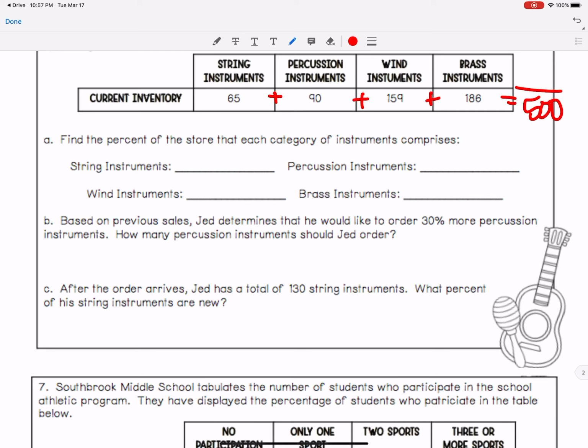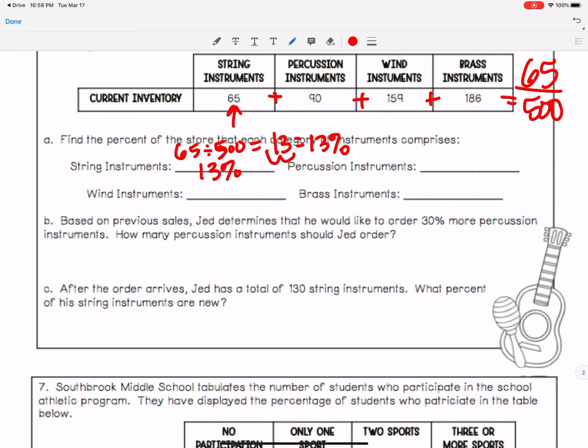Okay, so the first question is string instruments. What percentage does he have? Here are our string instruments. If he has 65, we need to figure out the percentage. So here's what we would do: 65 divided by 500. Let's see what we get. I'm just typing all this in my calculator. I get 0.13. Let's take our decimal and move it 2 places to the right, and that gives us 13%. So I know my string instruments make up 13% of the inventory.